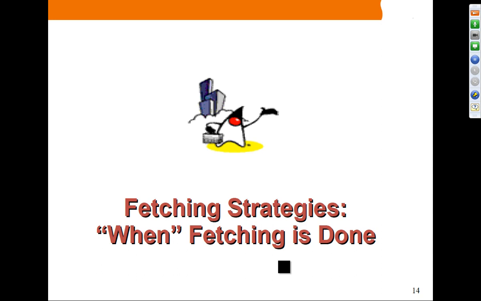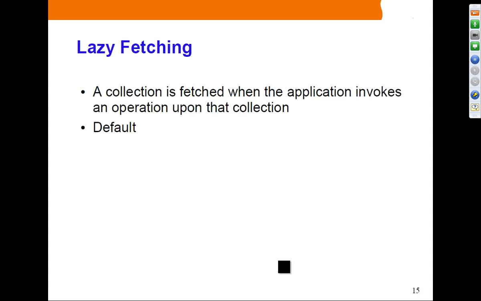Now, when the fetching is done also has an impact on how many selects are going to be performed. So this is lazy fetching and immediate fetching. Lazy fetching means the collection is fetched when the application invokes an operation upon that collection, meaning it's going to fetch those collections only when that collection is accessed in your application. If your application does not access those collection objects, then fetching is not going to be done. And this is the default, by the way.